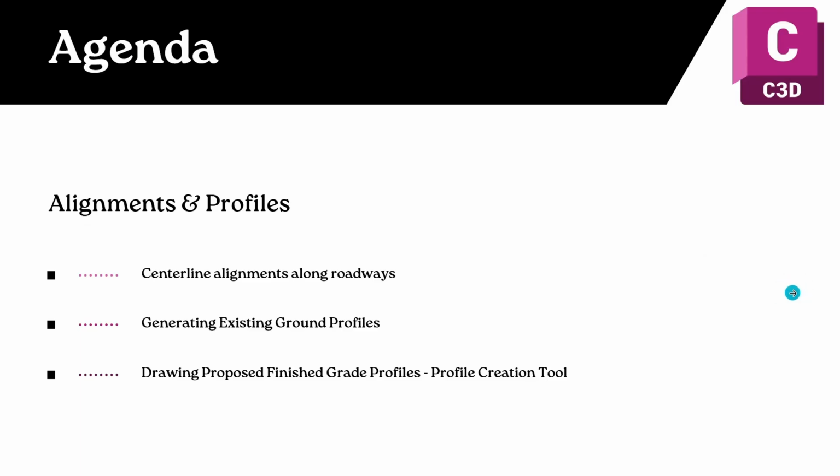Taking a look at the agenda, we will be talking about alignments and profiles in the context of corridors: setting up your centerline alignments along the roadways, how to generate the existing ground profiles that you can then use as a reference, and then adding in the important finish proposed grade profiles utilizing the profile creation tool. Without further ado, let's jump into the models.